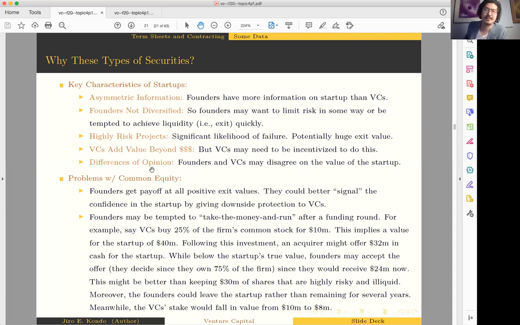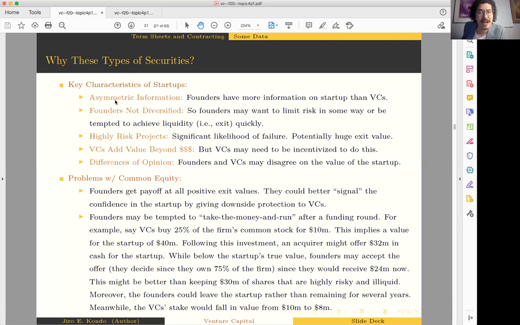And then differences of opinion, right? So this is maybe a wrinkle on asymmetric information, or maybe the two put together kind of summarize the type of information distribution that we've got between founders and VCs. My point here is the founder and VC won't always see eye to eye on the quality of the project. It's much easier to have a difference of opinion here when there's very limited information, especially early stage, limited track record, market isn't developed. So one of us could be more bullish and the other one more bearish.